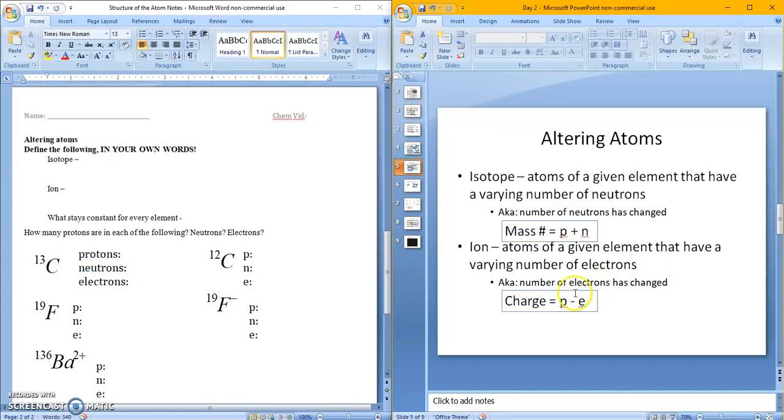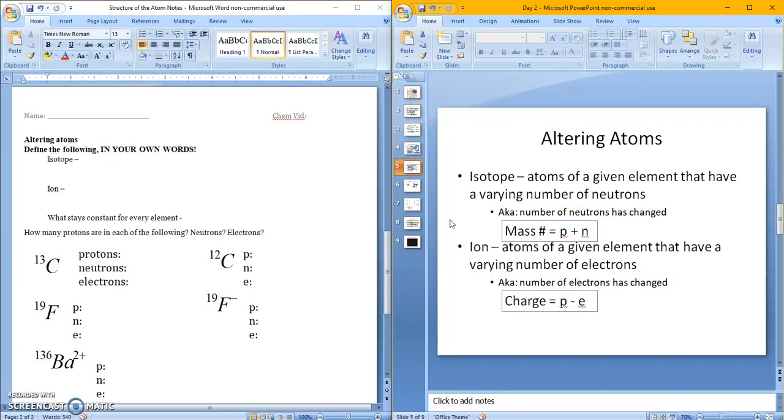Okay? And that's where we get our charge equation from. Charge is equal to the number of protons minus the number of electrons. Remember, protons always stay the same, but electrons can either be gained or lost, depending on what atom you are. Okay? So, between isotopes and ions, these can sometimes get confused.